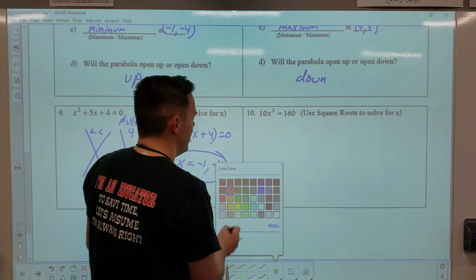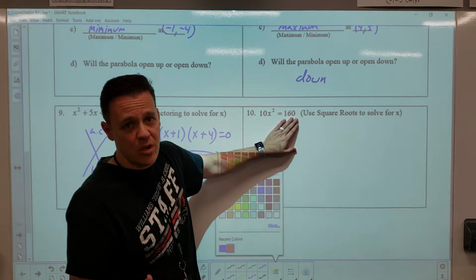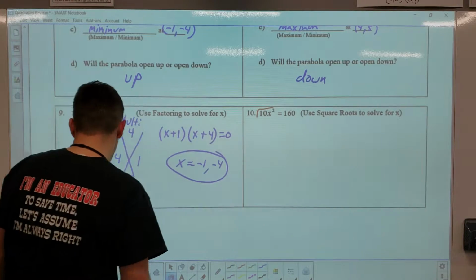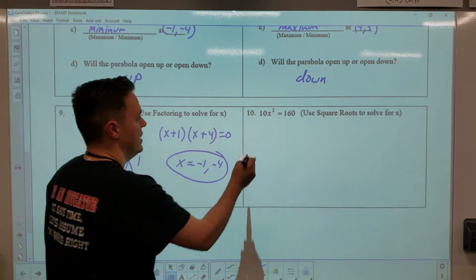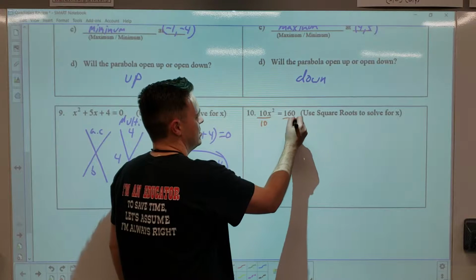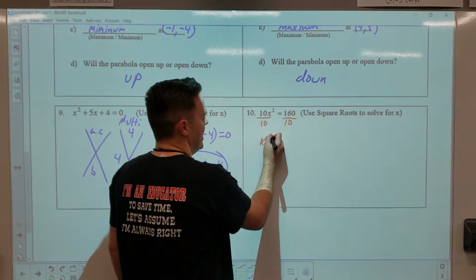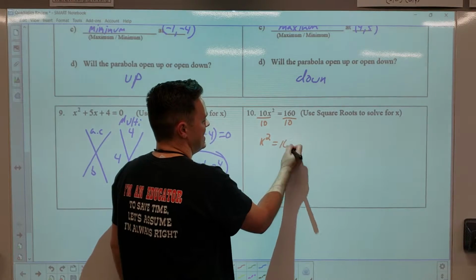And then the other one over here is do the square roots and solve for x. Can you take a square root of 10? No, you cannot. So you know you need to back that up a little bit and isolate it first. So let's divide both sides by 10. If you do that, you get x squared equals 16.